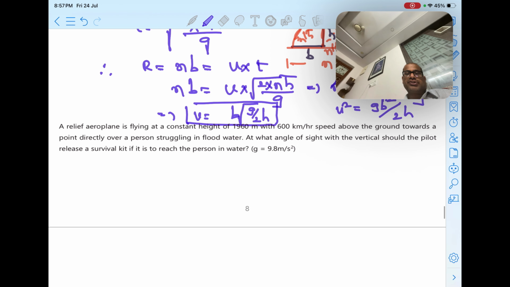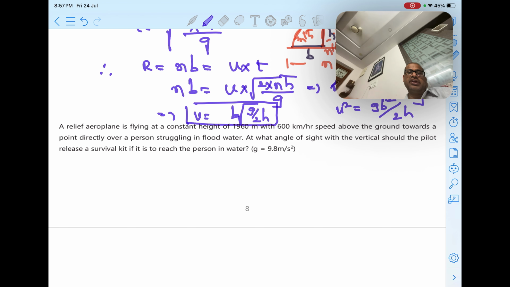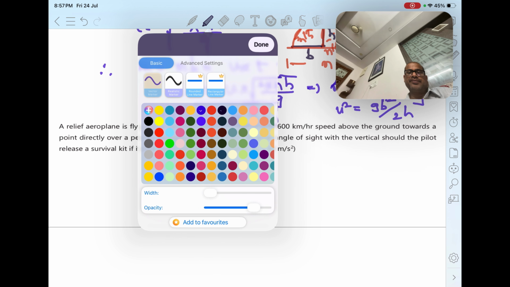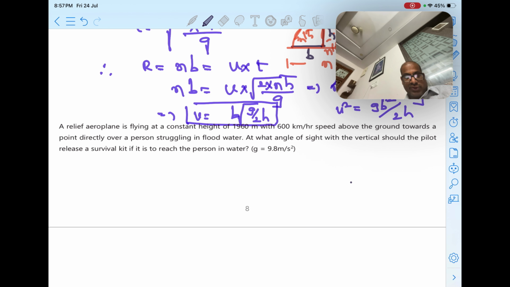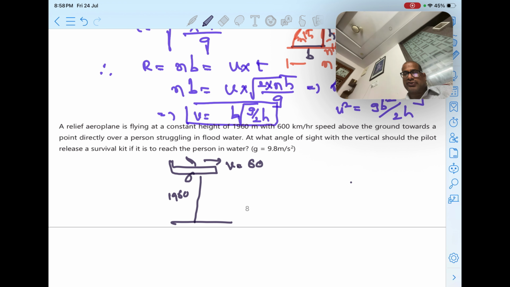Yeah, students, see, we have a relief aeroplane flying at a constant speed of 600 km per hour above the ground, towards a point. So this I am drawing, the aeroplane here. Going at what speed? 600 km per hour. And how much height is given here? You can see the diagram. 1960 meters. U is 600 km per hour.